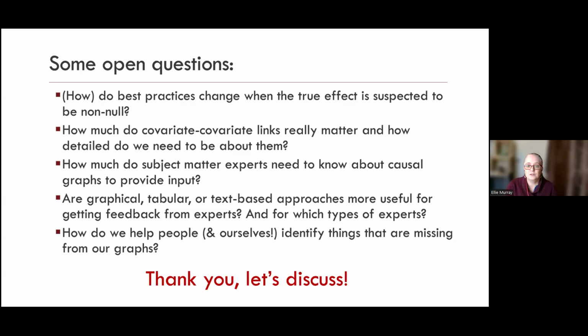Third thing is, how much do we need to make sure that the subject matter experts know about causal graphs in order for them to provide input? Is it enough to just ask them questions about variables, or should we be teaching them about causal graphs first? And in terms of getting feedback from them, is it better to use graphical, tabular, or text-based approaches, and for which types of experts? And then lastly, how do we help people and ourselves to think about those things that are not on our graph but should be, which I think is a very difficult thing for everyone to think about. You have to think about what's not there.